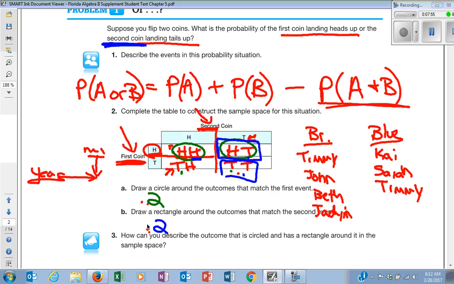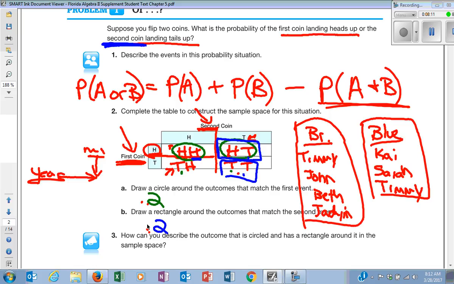Now, if I wanted to make a list of the brown hair or blue-eyed people, I would write all of these people on this list, but what would I have to do? You have to find the ones that counted both. Timmy's getting counted on there how many times? Twice. So if I remove him once, then I accounted for how many? Does that make sense?